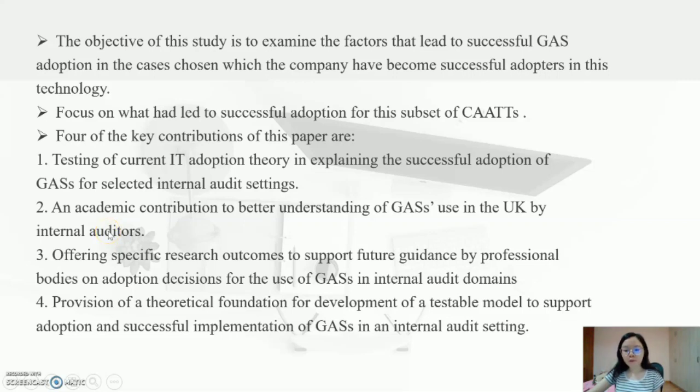So we will use the professional review and academic review to help us better understand what theory can be used in GAS, and we will examine how they can relate it to the company we chose in this paper. Number 3 is that we will offer specific outcomes that can support future guidance by professional bodies on adoption decisions for the use of GAS in internal audit domains. And lastly is the provision of a theoretical foundation for the development of a flexible model that can support the successful implementation of GAS in the internal audit setting.